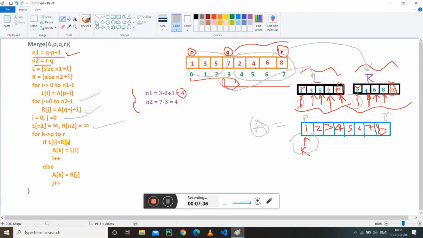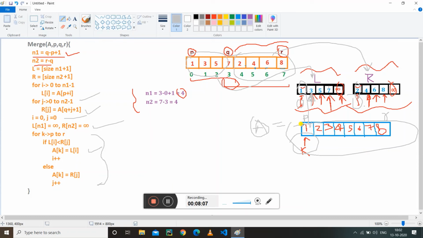And now we check whether L of i or R of j is smaller. L of i is 1 and R of j is 2, and we check which is smaller. If L of i is smaller, then we simply say A of k is equal to L of i. We just copy it over here, and that's what we did here, right? And we increment i by 1. We will do it from p to r, copying as we go, and that's it.